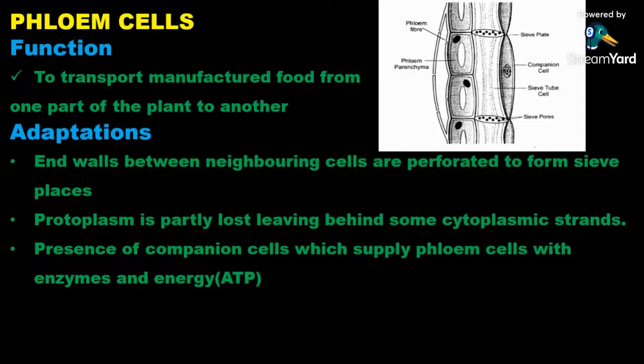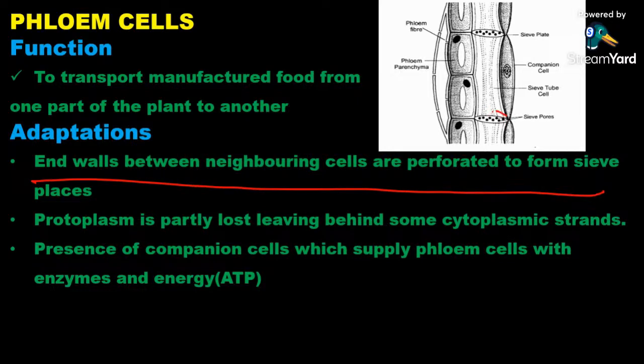The end walls of the neighboring cells are perforated. Look at this, perforated, which means they have holes. I don't know the term that I can use alternatively in place of perforated. Then protoplasm is partially lost, leaving behind some cytoplasmic strands. So as you can see, the protoplasm is partially lost, which means some part of the protoplasm is not present, leaving the cytoplasmic strands.